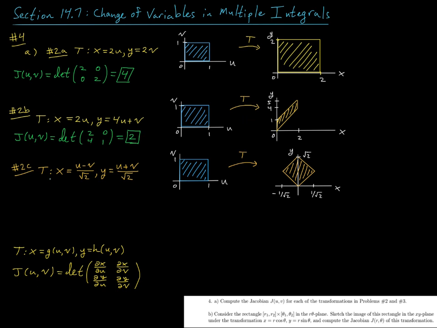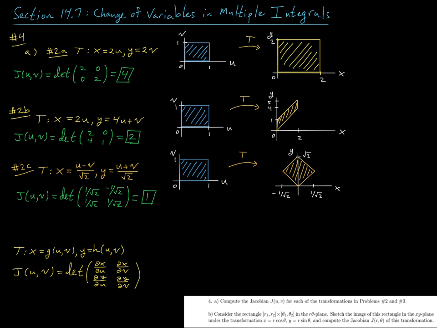All right, for 2c, we have x is (u minus v) over the root of 2, and y is (u plus v) all over the root of 2. So for the Jacobian, we're looking at this determinant. So the u derivative of x would be 1 over root 2, and the v derivative of x would be minus 1 over root 2. The u derivative of y, that'd be 1 over root 2, and the v derivative of y is also 1 over root 2. Okay, so now I have 1 over root 2 times itself, so that's a half, and then minus a minus, so careful there, so that's plus a half, so a half plus a half is going to give us a determinant of 1.